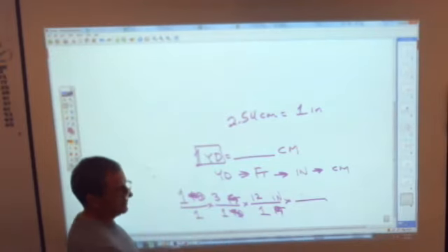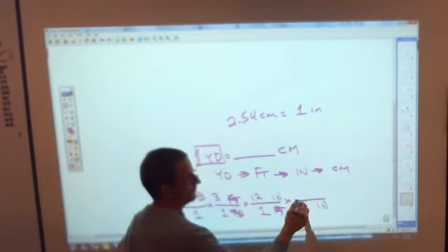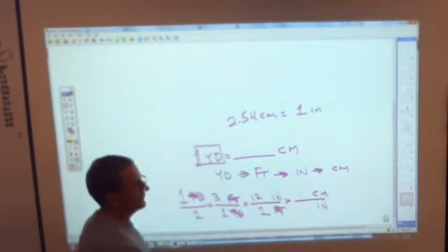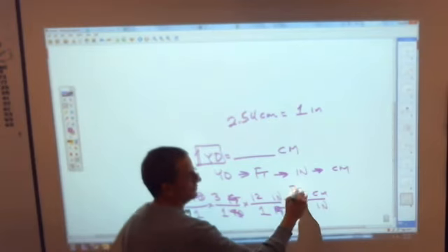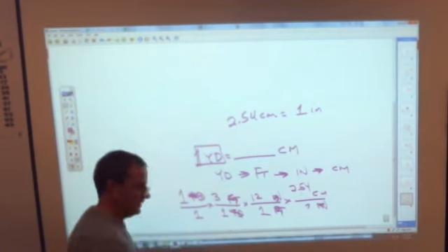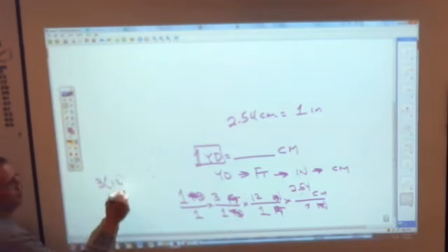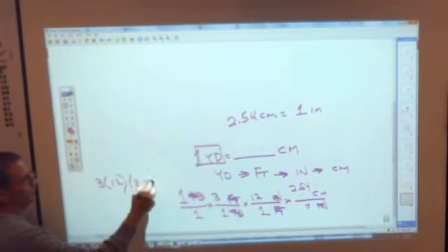Now I need to change inches into, inches have to go on bottom because I want them to cross off, centimeters go on top, and I know that there are 2.54 centimeters in an inch. And then my math just says, to find the answer, I just take 3 times 12 times 2.54.